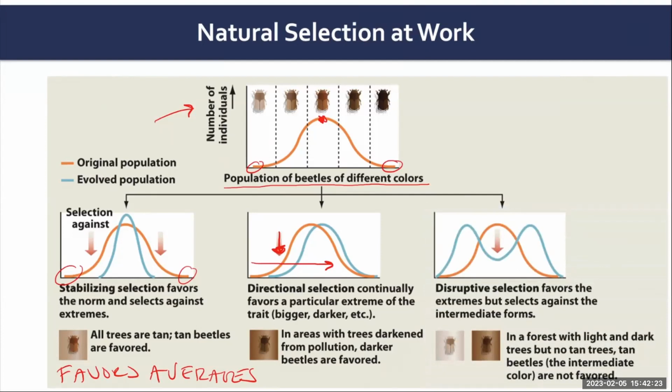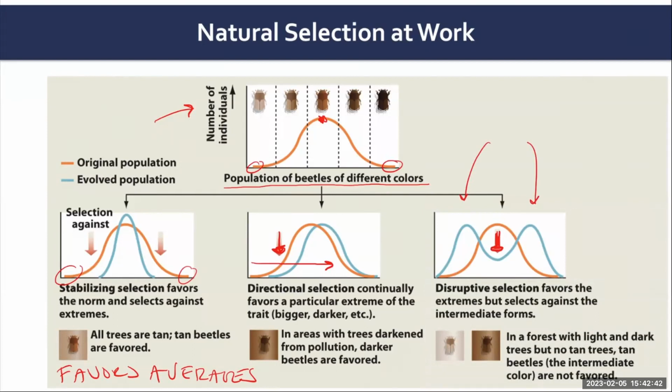The third mode of natural selection is what's called disruptive selection. This is kind of the opposite of stabilizing selection, where natural selection selects against the average value of a trait and favors not just one extreme, but both extremes. So it's selecting against the average or against the intermediate forms.